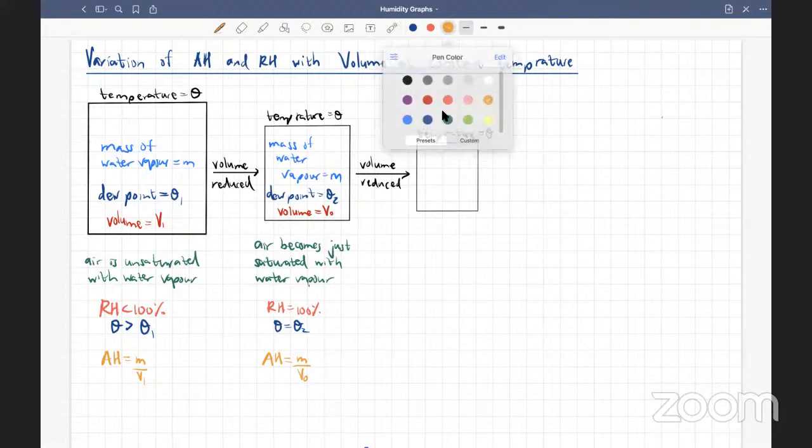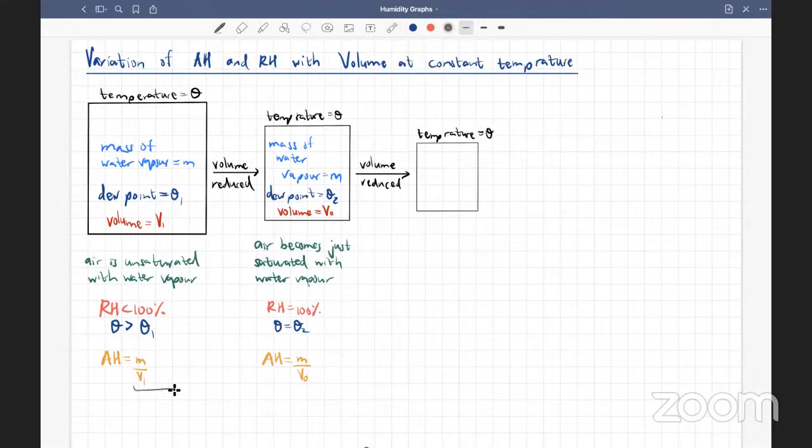So from this point to this point, what is happening to absolute humidity, people? Absolute humidity is equal to mass over volume. The volume is decreasing. If volume decreases, absolute humidity has to increase, because the mass of water vapor is constant. Dew is not formed yet, no, people. As long as dew is not formed, m will not change.